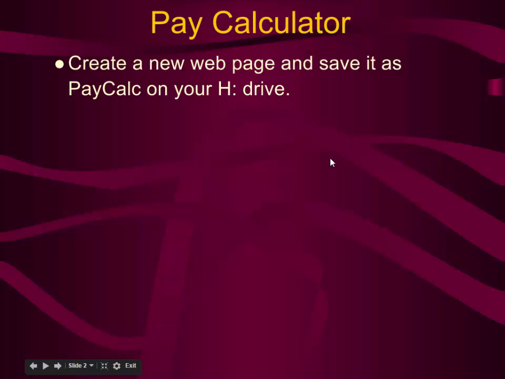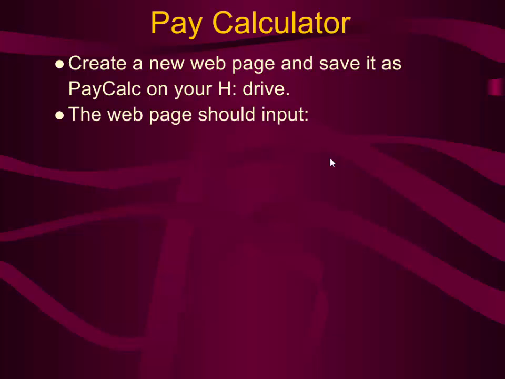All right, so here's a description of the assignment for Web 2. It's the Pay Calculator. You want to create a new web page and save it as PayCalc on your H drive. The web page should input this information. So your input is the name of the person. Say you're working at Safeway and you're trying to figure out people's paychecks. Create a little web page to help you with that.